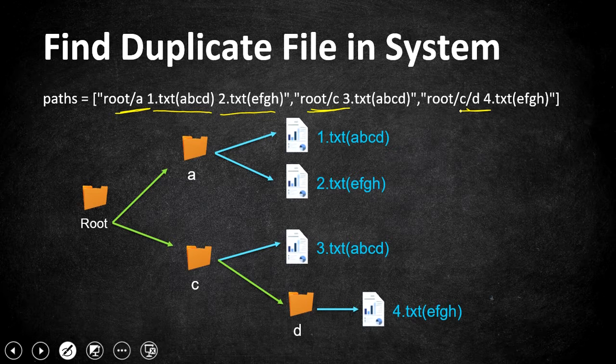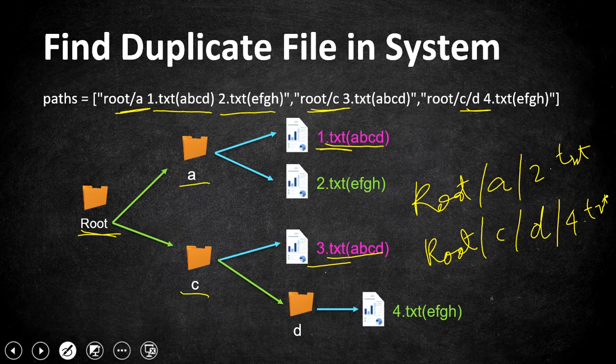We have to return the set of directories or paths based on the duplicate data. For example, the first duplicate data here is ABCD, that is, 1.txt and 3.txt have similar data, so in that case they are duplicate files. Root/a/1.txt is one path, and root/c/3.txt is another path, and they should be in one set. In the same way, if you consider the data EFGH, they are both similar, at the paths root/a/2.txt and root/c/d/4.txt, so this should be in one list. So we have to return two lists with the paths of duplicate files.